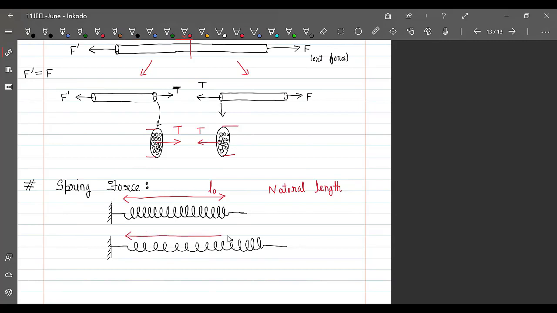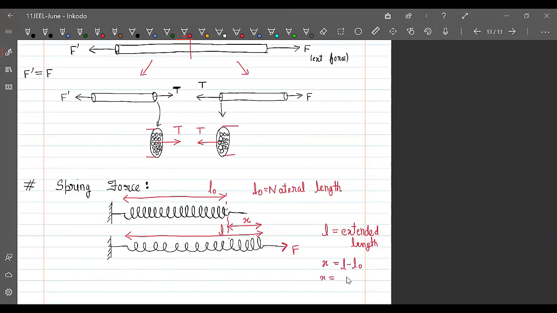Let me call this new length as L. So L naught is the natural length, but after you applied an external force F here, this L became its extended length. L is called the extended length. And the extra length by which the spring extended is called the extension. So X, which is equal to L minus L naught, is called the extension.